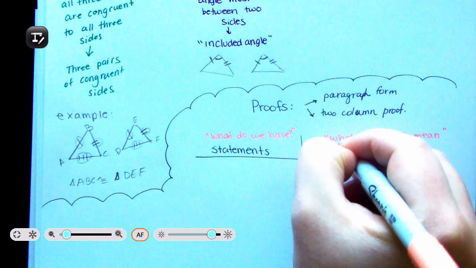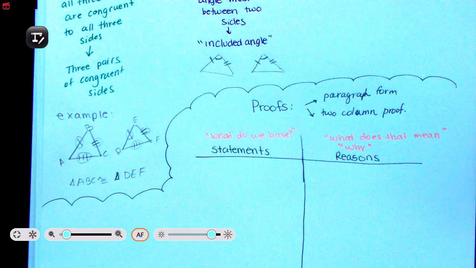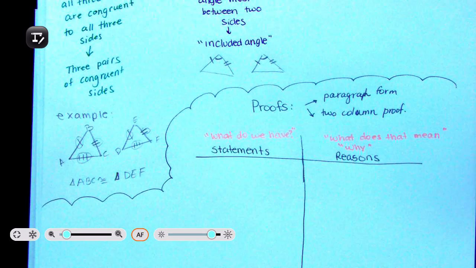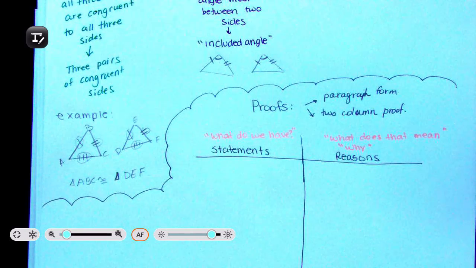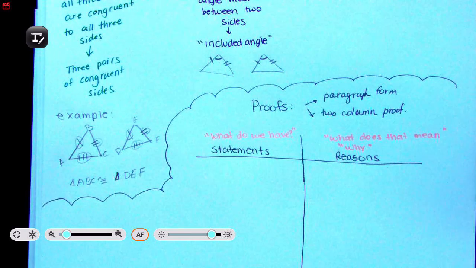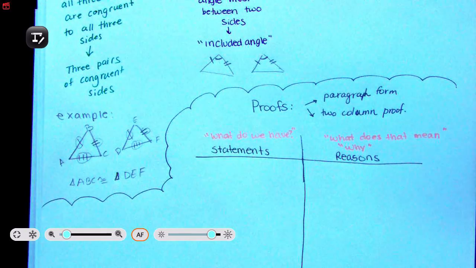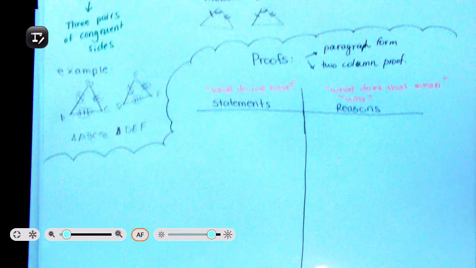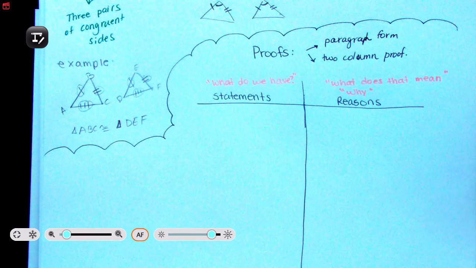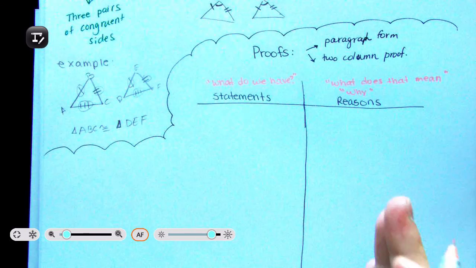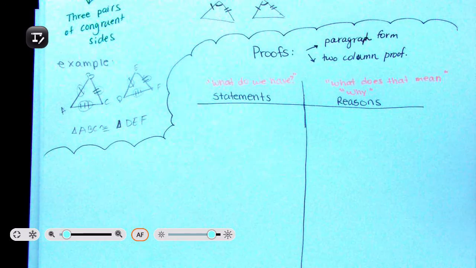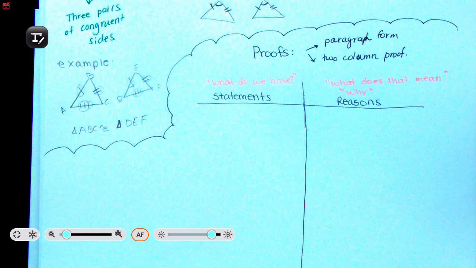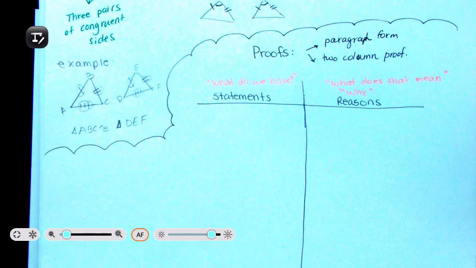Here I'm also going to write why, because it's a reason. You're going to be explaining why. But a lot of times if we know what we have and what that means, you're going to have your reason. You're going to have your explanation. So on the left-hand side, you're going to tell me what you have in the form of statements. On the right-hand side, you're going to tell me what that means in the form of a reason.